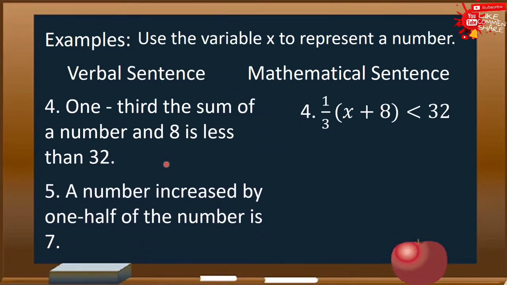Then let us have number 5. So, a number increased by 1/2 of the number is 7. So a number, we represent it by a variable x, increased by, so we have a plus sign, then 1/2 of the number. So that's why we have here 1/2 of a number, which is x, is, so we have equal symbol, then we have 7. So this will be the mathematical sentence for a number increased by 1/2 of the number is 7.